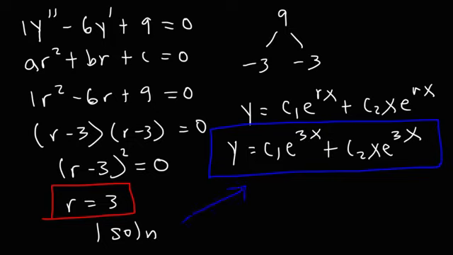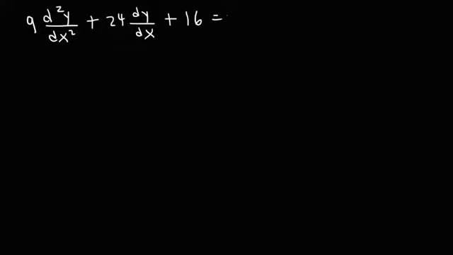So that's how you could solve it when you have the second case. That is when you have one real solution. Now let's try another example. Let's say we have 9 times d squared y over dx squared, and then plus 24 times dy over dx plus 16 is equal to 0. So feel free to pause the video and try that problem if you wish.